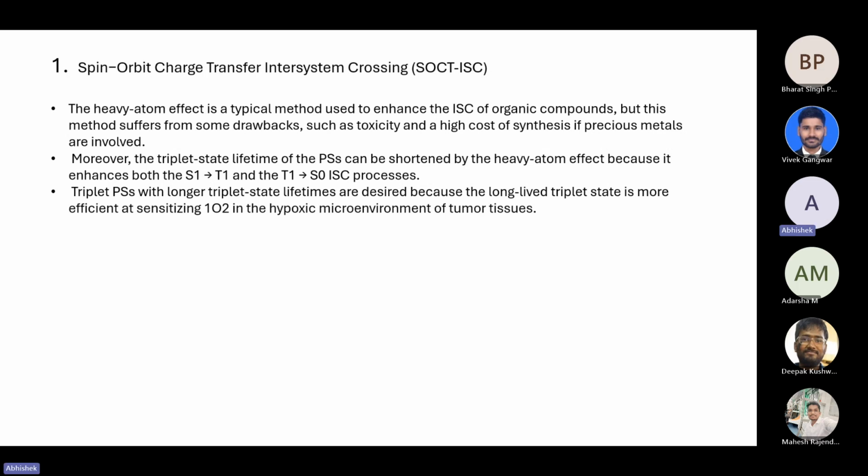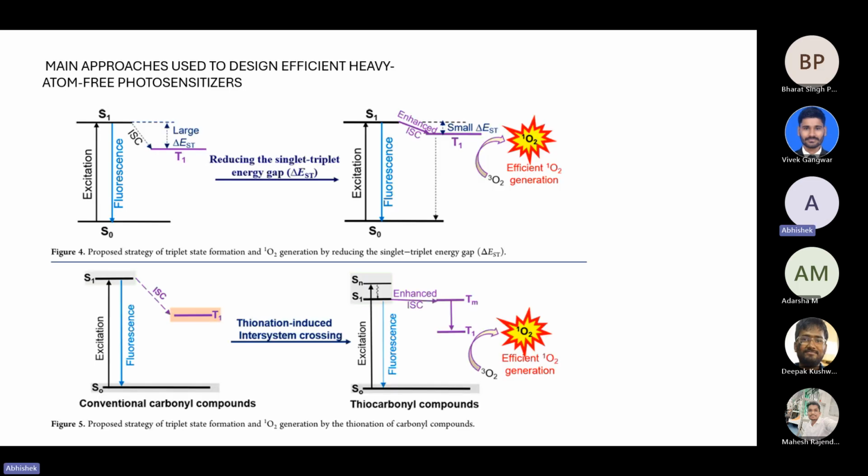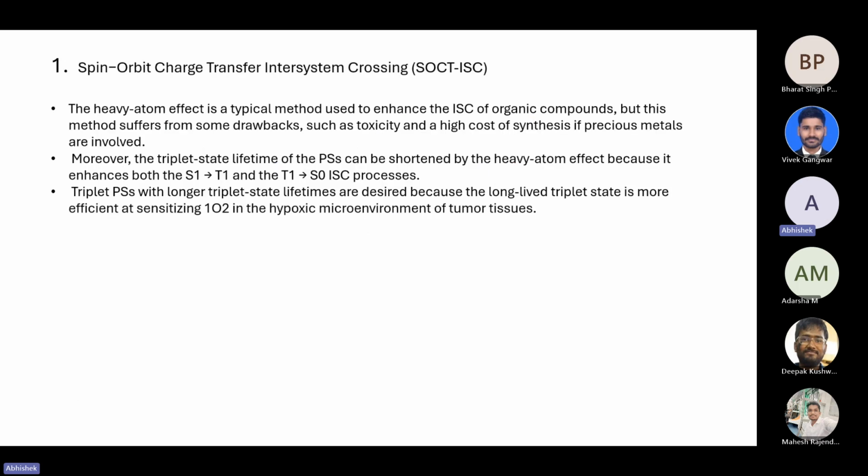And there are various approaches to heavy atom-free photosensitizers. The first is spin orbit charge transfer intersystem crossing. The heavy atom effect is a typical method used to enhance ISC, that is intersystem crossing, of organic compounds, but this method suffers from some drawbacks such as toxicity and a high cost of synthesis if precious metals are involved. Moreover, the triplet state lifetime of photosensitizers can be shortened by the heavy atom effect because it enhances both singlet to triplet as well as triplet to singlet ISC processes.